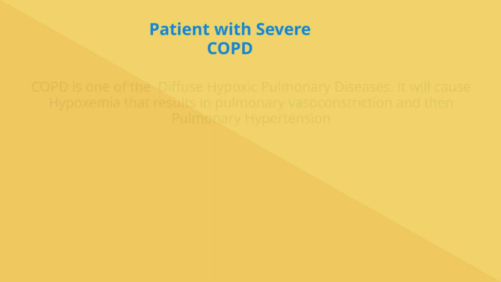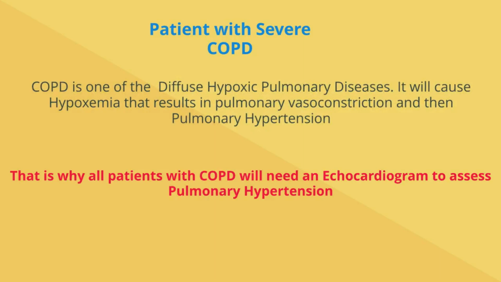If one of your patients has severe chronic obstructive pulmonary disease, what other MRA diagnosis could have resulted from this condition? We know that chronic obstructive pulmonary disease is one of the diffuse hypoxic pulmonary diseases. Therefore, it will cause hypoxemia that results in pulmonary vasoconstriction and then pulmonary hypertension, a risk adjustment diagnosis that belongs to a different HCC. That is why all patients with severe chronic obstructive pulmonary disease will need an echocardiogram to assess pulmonary hypertension.